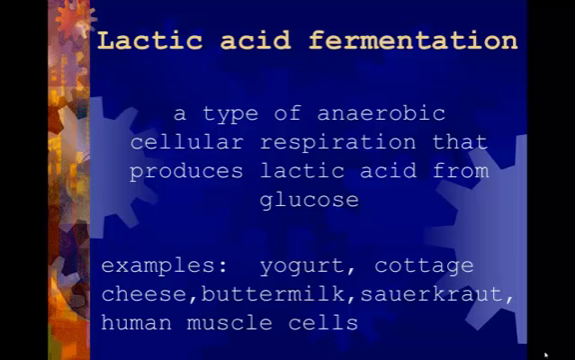Yogurt, you use bacteria. And the bacteria take the sugar in the yogurt mixture and they break it down without oxygen, and they have a byproduct called lactic acid. Cottage cheese, buttermilk, sauerkraut, all of those processes to form those foods are using lactic acid to produce the taste and the texture of that substance. In us, a good example, and the only example really in us of a cell that carries out lactic acid fermentation, is our muscle cells.